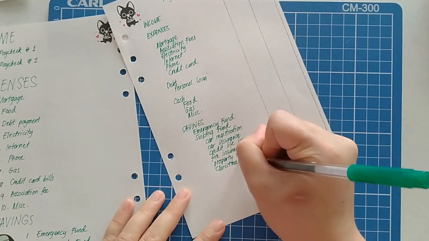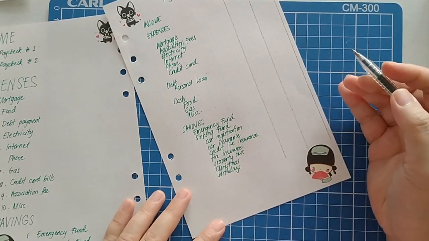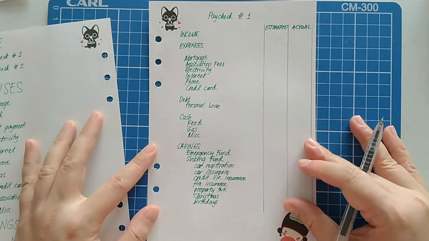Also, your car insurance, my credit life insurance, fire insurance, property tax, Christmas, and birthdays. If you want to see how I make my sinking funds, please comment down below so I can show you complete details in another video.